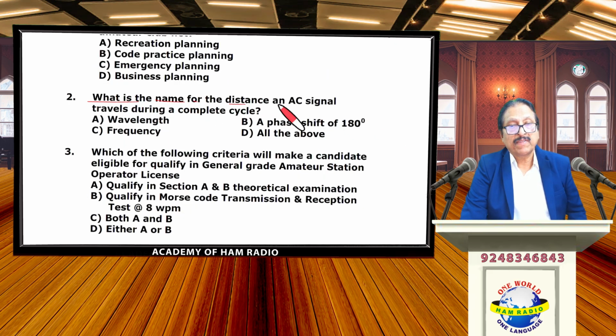What is the name for the distance an AC signal travels during a complete cycle? That complete cycle means positive cycle and negative cycle, from this point to this point. That is equivalent to wavelength. Alpha is the right option.